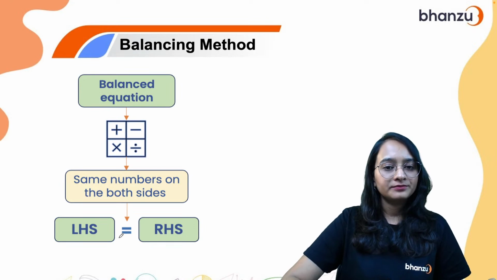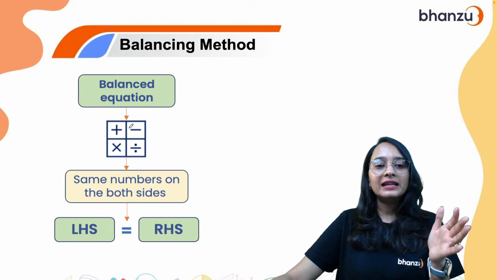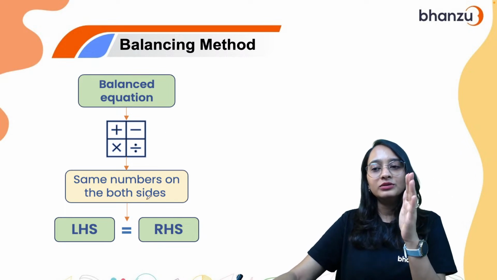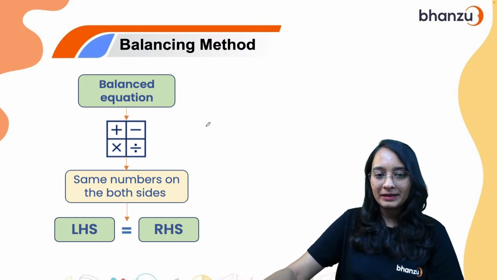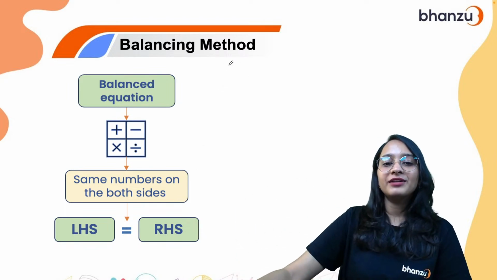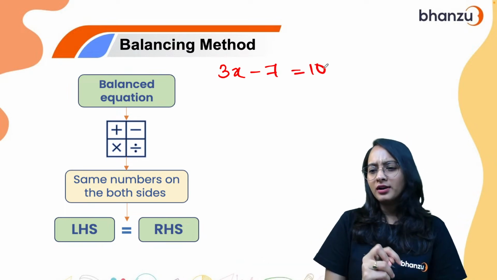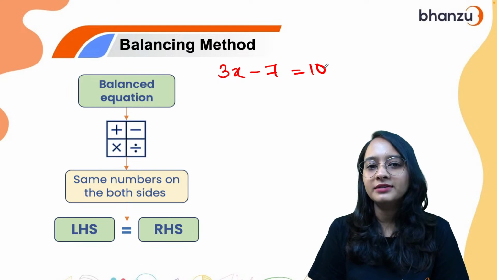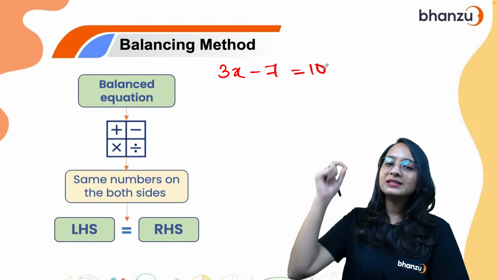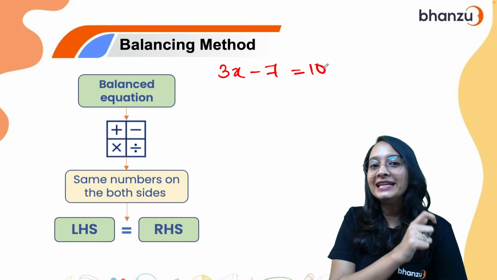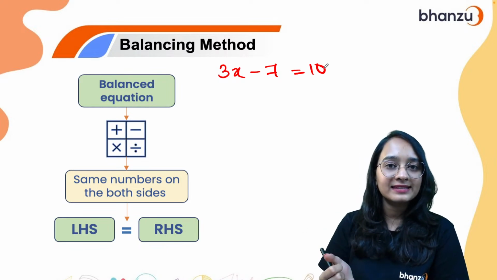Alright. Now, okay, coming to the balancing method. Now, in the balancing method we will do the same operation on the left hand side and right hand side. What do I mean by that? Whatever operation, for example, you have 3x minus 7 equals to 10. First of all, why are we doing this balancing method? To find the solution of the equation. So, we have to somehow quarantine our x. Somehow isolate our x.